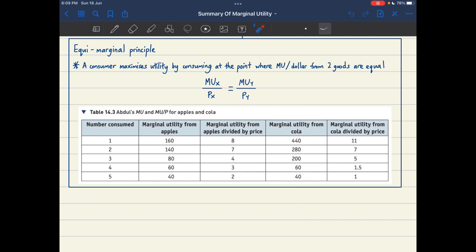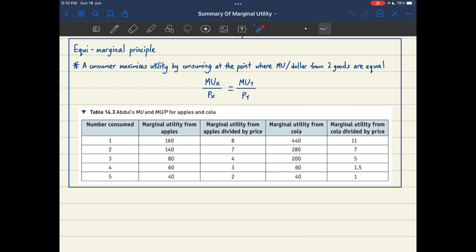That would be the amount that this person would consume in order to maximize utility, because the marginal utility divided by price is 7 for apple, and it's the same for the marginal utility from cola divided by price. So the person would then consume 2 apples and 2 colas to maximize their utility. Basically, we're taking into account the marginal utility divided by the price in order to maximize utility for both goods. This is how we do it, by dividing marginal utility by price.